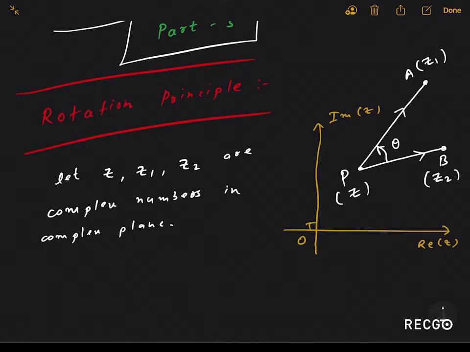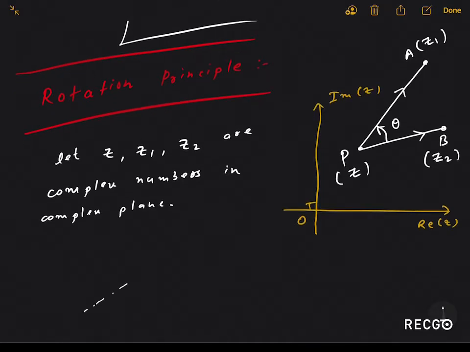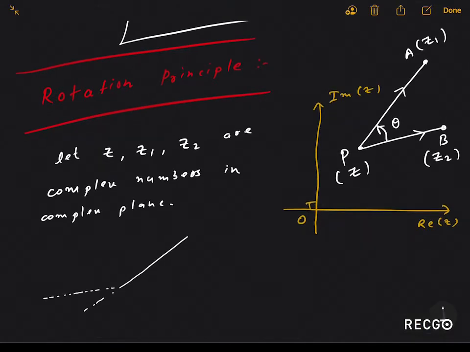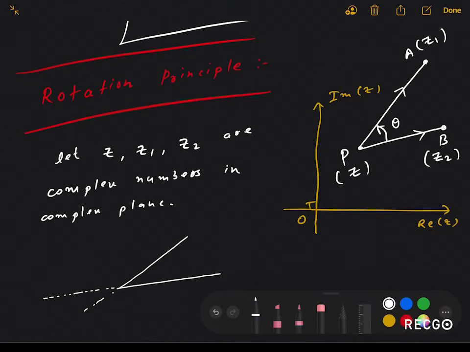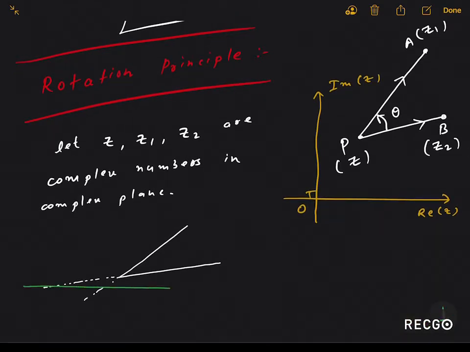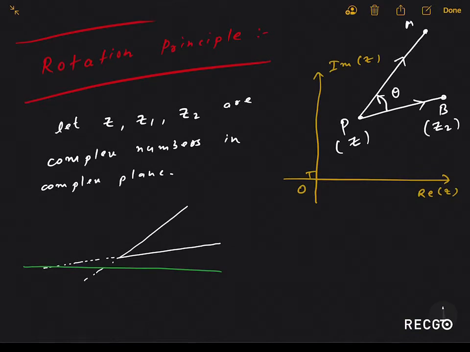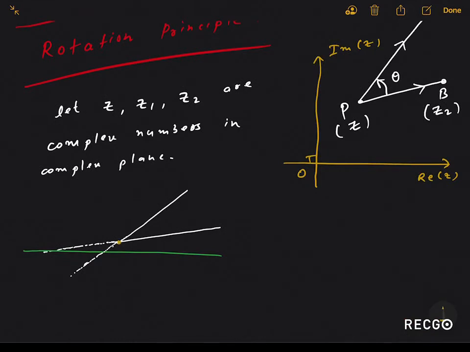For that, let us redraw the PA vector and PB vector, and let us extend them in the backward direction so that they cut the real axis somewhere. This is the PA vector, and this now I'm drawing is the PB vector, and I have extended them backward so that they are cutting the real axis, the green line, at 2 points, as you can see in the diagram. So now let me draw the detailed diagram here. Let's say this angle is theta, as I have shown there also.